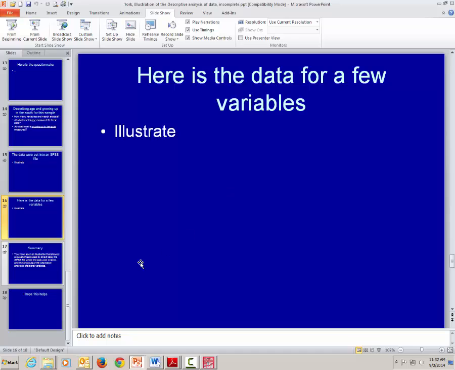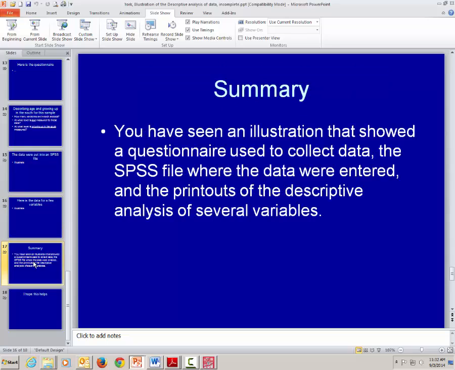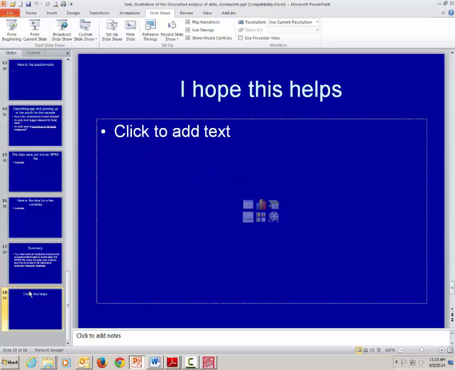Okay, I've just done a quick illustration of a couple of things: how you put the data into the computer, do an analysis, and what a printout looks like. So you've seen an illustration that showed a questionnaire used to collect data, the SPSS file where the data were entered, and the printouts of the descriptive analysis of several variables. And I hope this has been helpful to you.